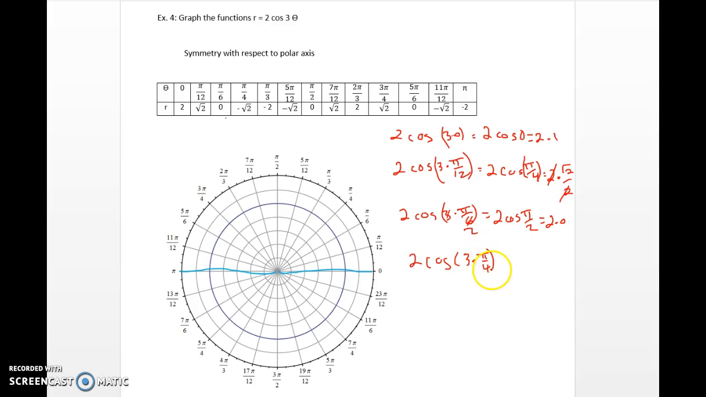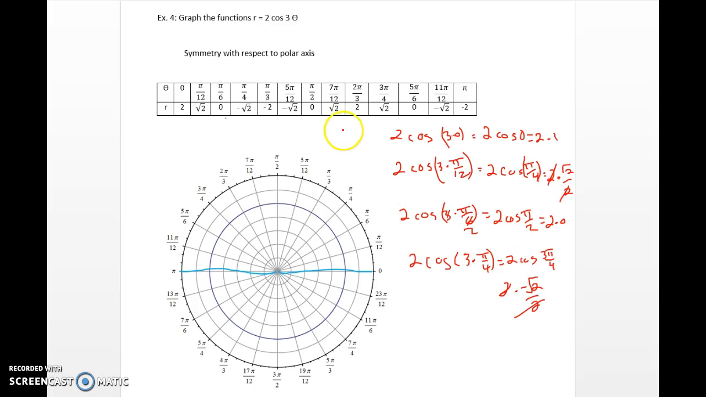So we have to figure out what 3 times pi over 4 is. Well, that's just 3 pi over 4, or 135 degrees. And the cosine of 3 pi over 4 is negative root 2 over 2. These cancel, and we're left with negative root 2. So this one's a little bit trickier because it's 3 theta. So it's 3 times your angle first. Don't do cosine of your angle multiplied by 3. It's 3 times your angle and then the cosine of that total angle.